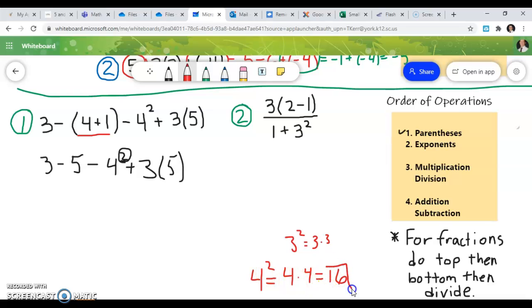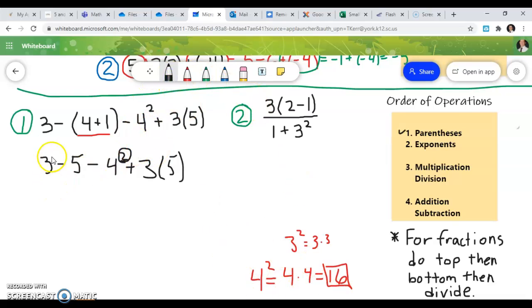Okay? Really important that you understand that. A lot of people think, oh, 4 times 2 is 8. 4 times 2 is not the same as 4 squared. So remember, 4 squared is 4 times 4, that's 16. Okay, and so that's important to remember.